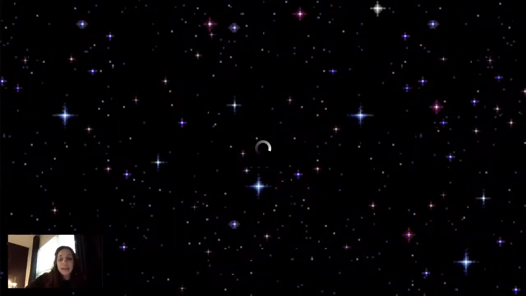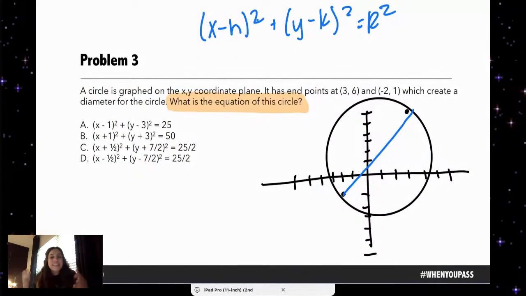I know that I need a radius and a center, because in my equation, I have a center and a radius. So to write my equation, I'm going to need a radius and a center. So how am I going to find radius and center? Yes, Bernadette, with just the two endpoints.